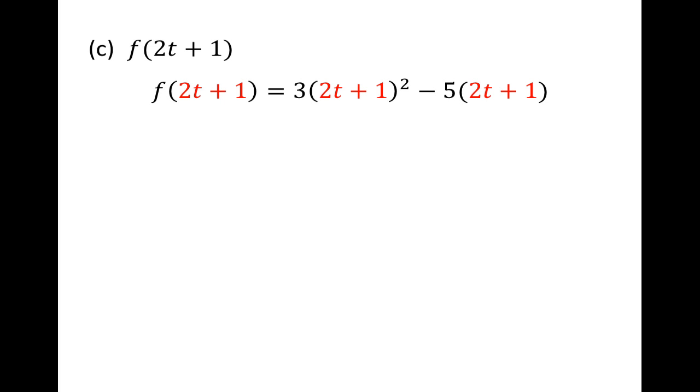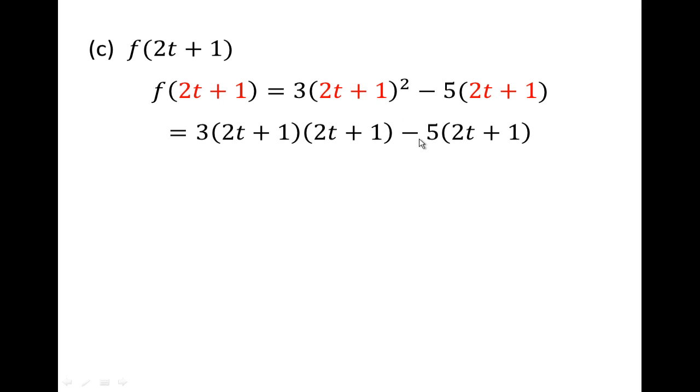Okay, so remember our function was 3x squared minus 5x. We've just replaced all of our x's by 2t plus 1. Now we can use a little bit of algebra to simplify. If you know the formula for squaring a binomial, 2t plus 1 is a binomial, you can use that, or you could expand it out. All right. I could have distributed the 5 through here. I eventually do that. We're going to multiply the 2t plus 1 by itself.